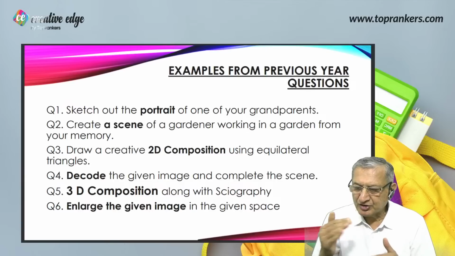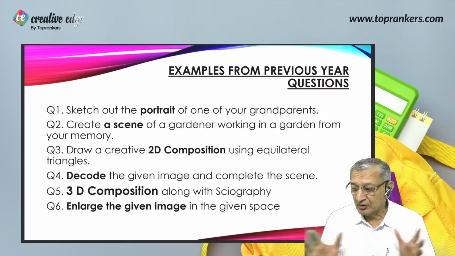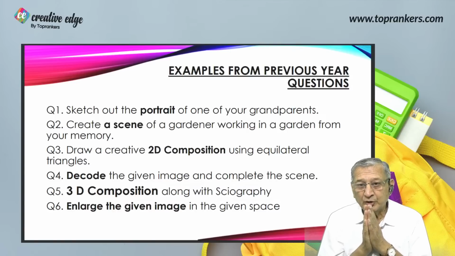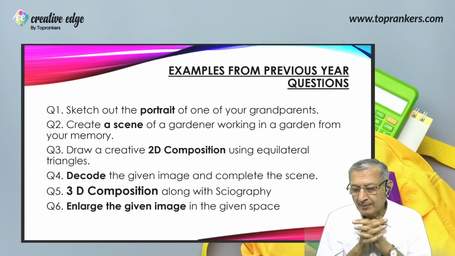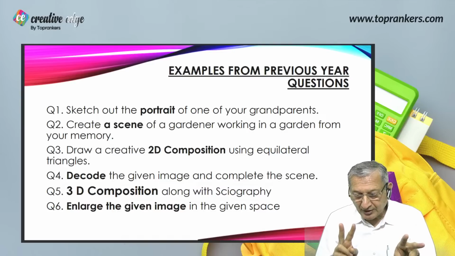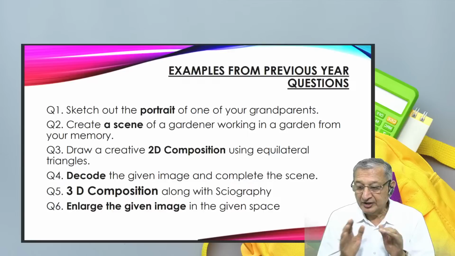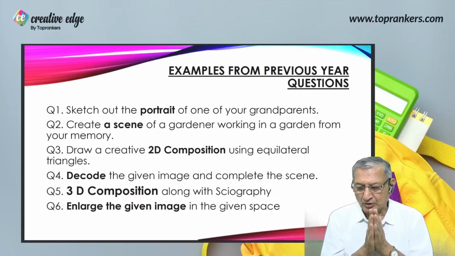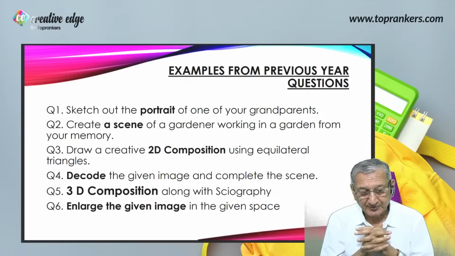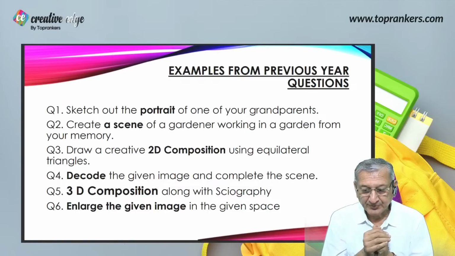Example from a previous year question, let us see. Sketch out the portrait of one of your grandparents, create a scene of a gardener working in a garden from your memory, then draw a creative 2D composition using equilateral triangles. That means portrait, scene creation with memory, 2D composition. Then there is a new thing like decode the given image and complete the scene. This has got a little catch in it that I'll discuss as we go ahead.